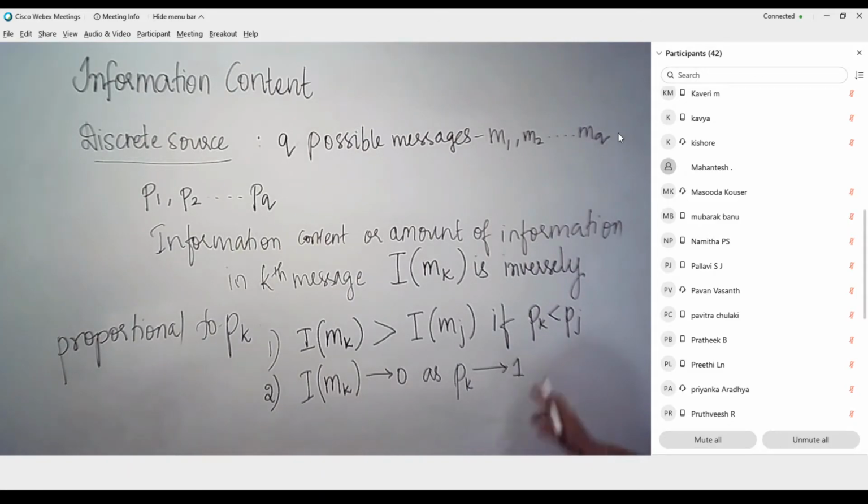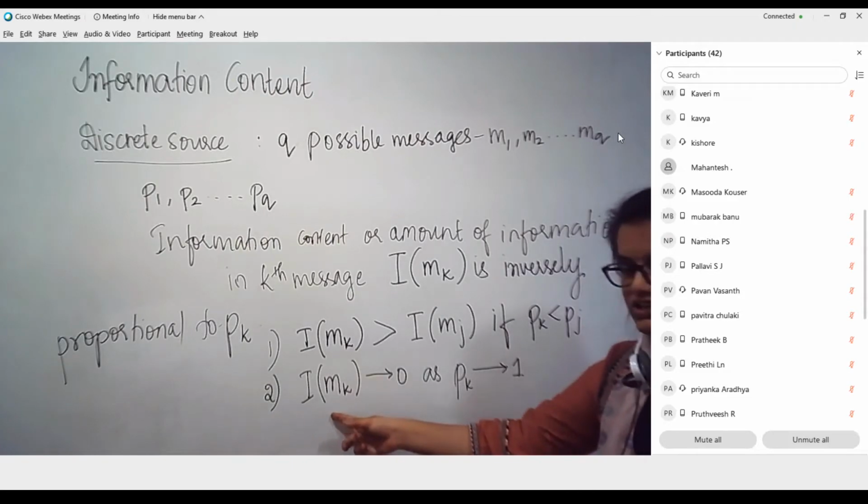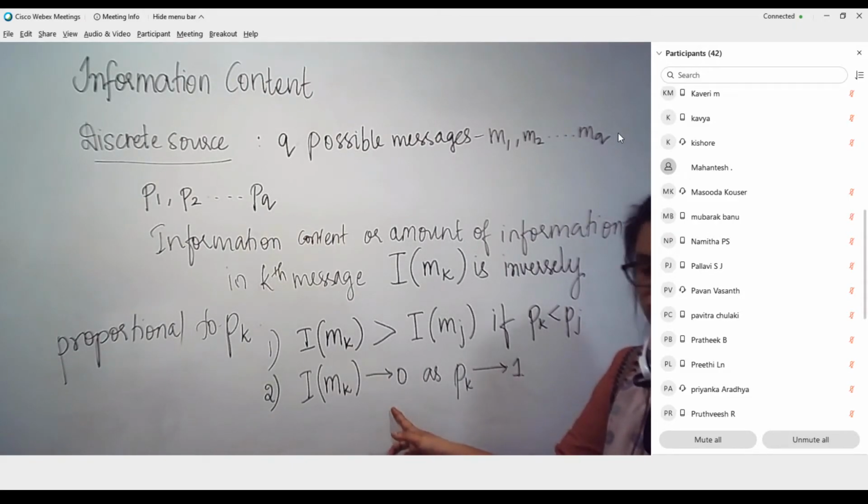Okay, what does this mean? If I say tomorrow you will see the sun, what does it mean? It is not conveying any information. Tomorrow in the daylight you will definitely see the sun, right? So it's an event which is occurring absolutely with a probability equal to 1, it is definitely going to happen. So therefore, if pk tends to 1, then the information will always tend to 0.